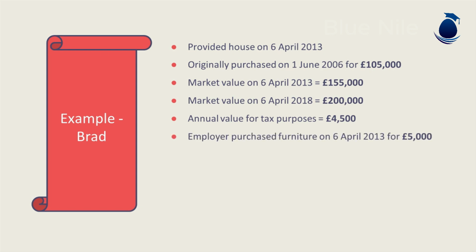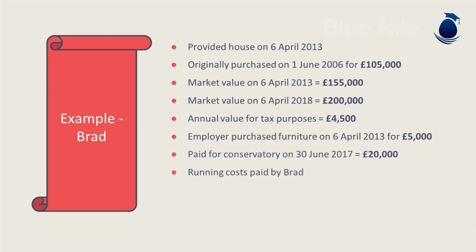Brad's employers purchased furniture for the house on the 6th of April 2013 at a cost of £5,000 and paid for the conservatory to be added to the house on the 30th of June 2017 at a cost of £20,000. Brad pays the running costs for the house and pays rent to his employer of £100 per month. Calculate the total benefits arising as a result of this.